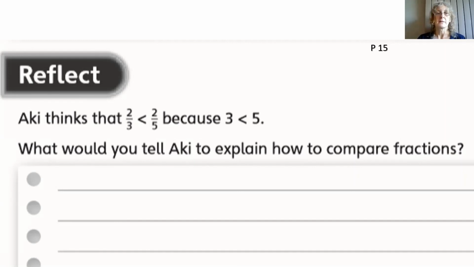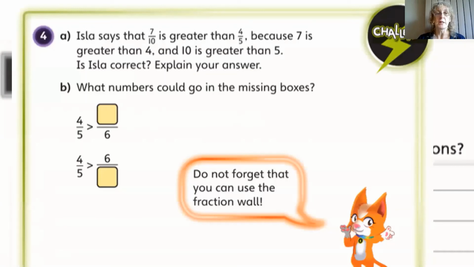Don't forget your reflect. And let's have a look. If you are doing the higher challenge, remember you're only doing this if you find the work relatively easy. So let's have a look. It's saying that 7/10 is greater than 4/5 because 7 is greater than 4 and 10 is greater than 5. So I think this person is looking at the numbers as numbers and not as fractions. So your job is to explain your answer. What numbers could go in the missing boxes? Don't forget, you can use your fraction wall.